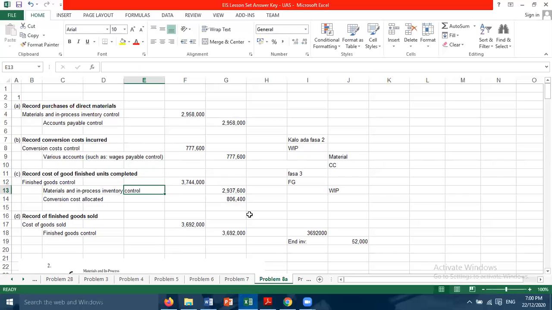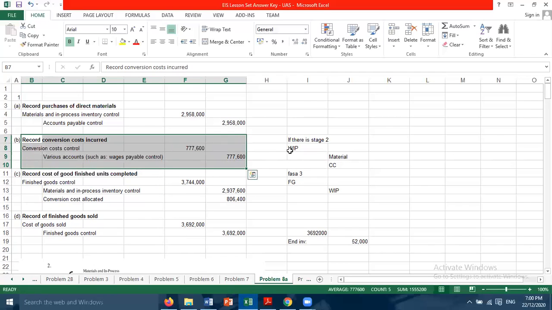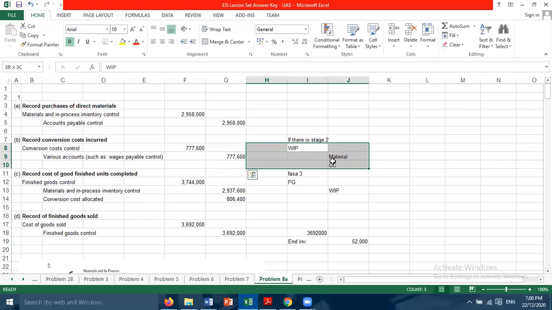Now this is different than the normal one. In the normal one, if there is stage two, what we do is after we record conversion costs, we debit or allocate material and conversion costs to work in process.